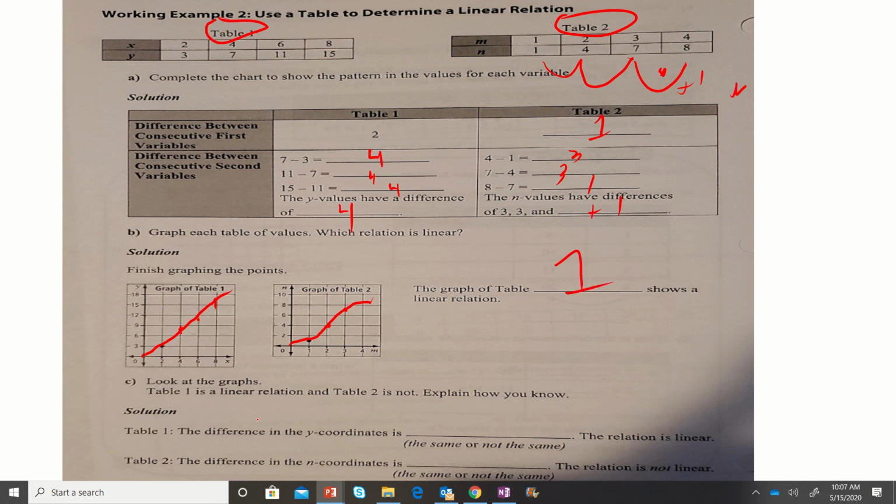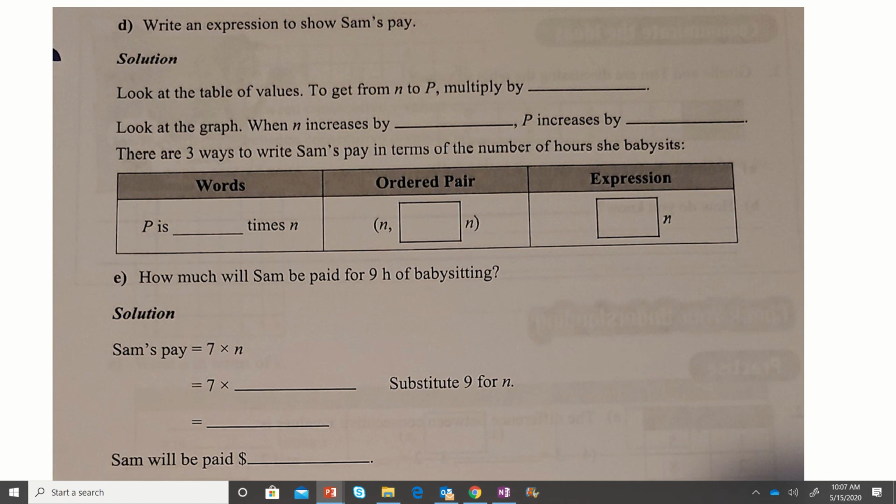So it says, look at the graphs. Table 1 is a linear relation and table 2 is not. Explain how you know. Well, if we look, the y coordinates are the same in our table 1 and not in our table 2.